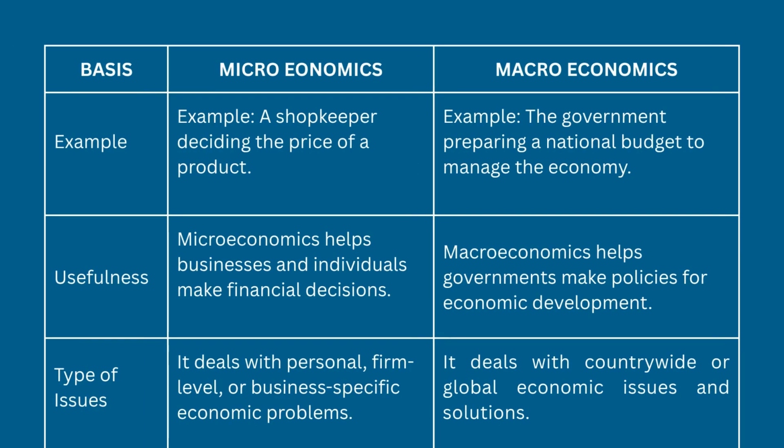Example: a shopkeeper deciding the price of a product. The government preparing a national budget to manage the economy. Microeconomics helps businesses and individuals make financial decisions. Macroeconomics helps governments make policies for economic development. Microeconomics deals with personal, firm-level, or business-specific economic problems. Macroeconomics deals with country-wide or global economic issues and solutions.